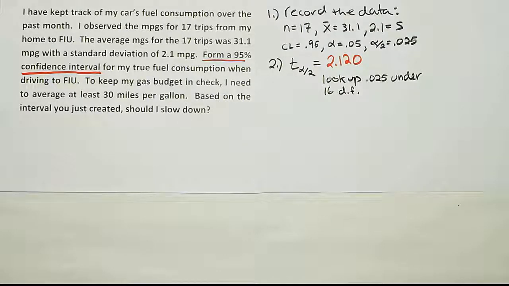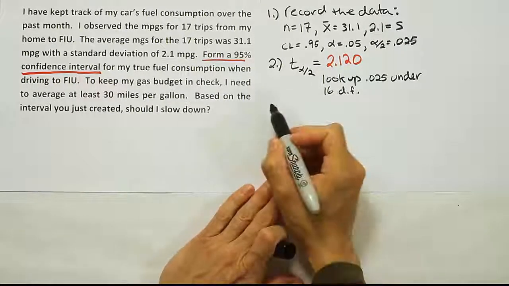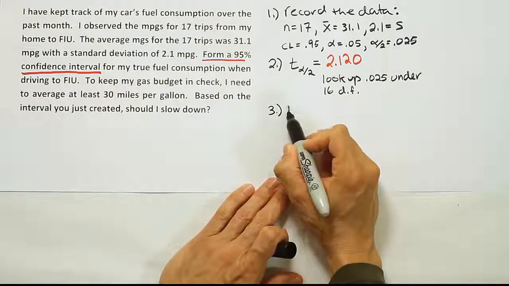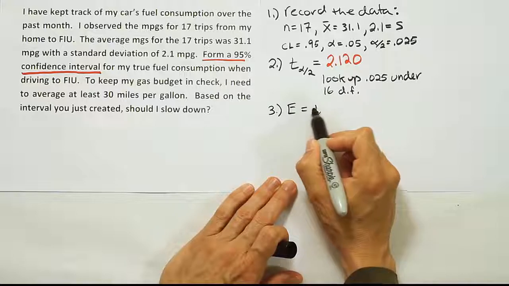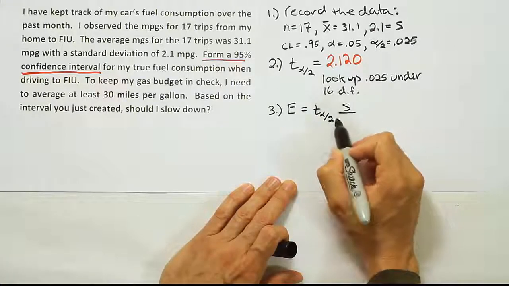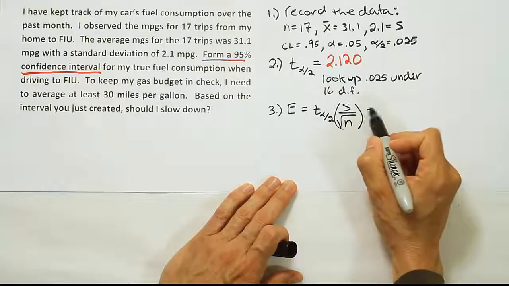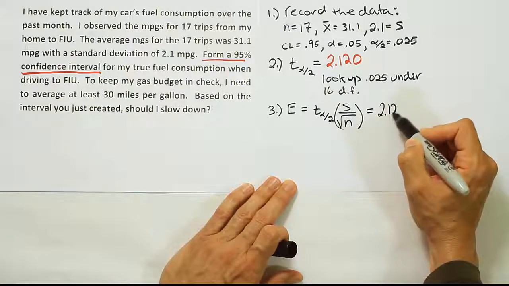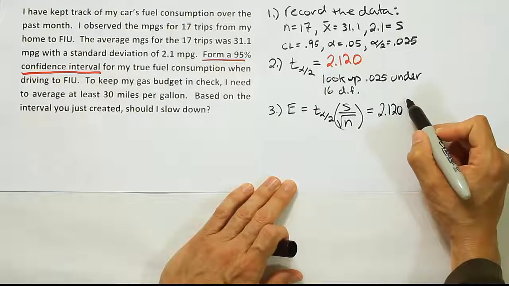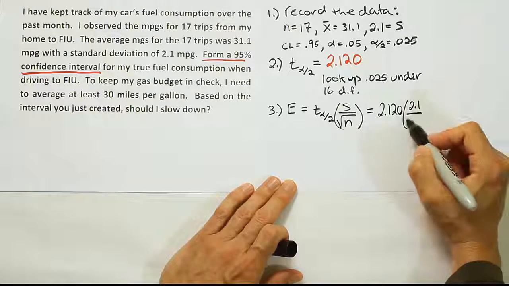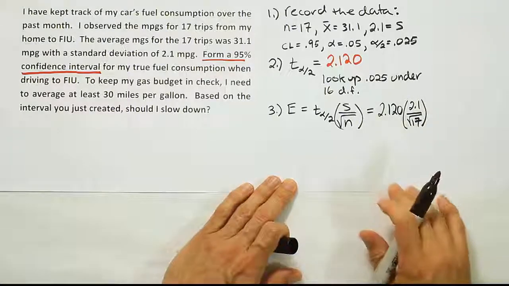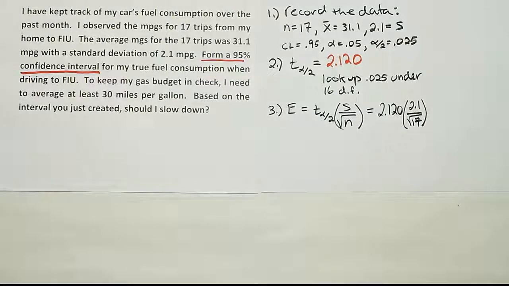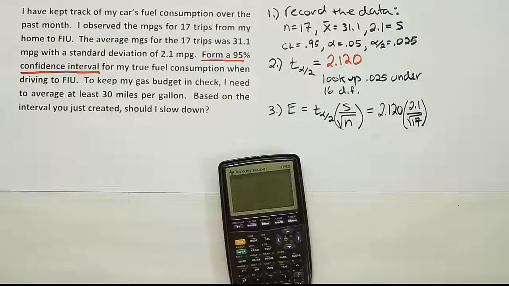All right, from here, the rest of the steps are just formulas, so we just plug the numbers into the given formulas. So step 3, we want to calculate the margin of error. That formula is E is equal to t alpha divided by 2, times s divided by the square root of n. The t is 2.120, s is 2.1, and we're dividing by the square root of 17. So let's work that out using the calculator. We have 2.120 times 2.1 divided by the square root of 17.